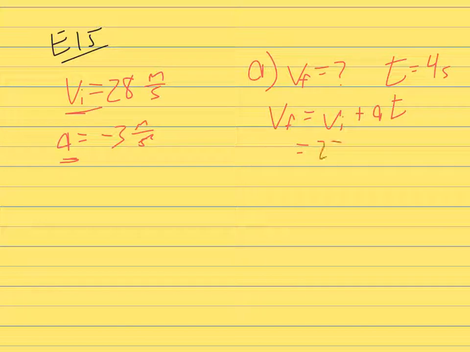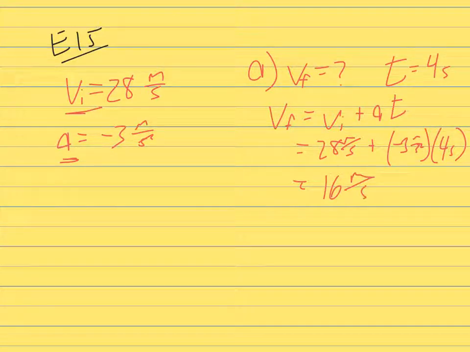V initial is 28 meters per second, plus acceleration is -3 meters per second squared, times t of 4 seconds. And we're going to find a final velocity of 16 meters per second. Does that make sense? Yes, it was going 28 and it slowed down for 4 seconds, so it's going to be going slower.